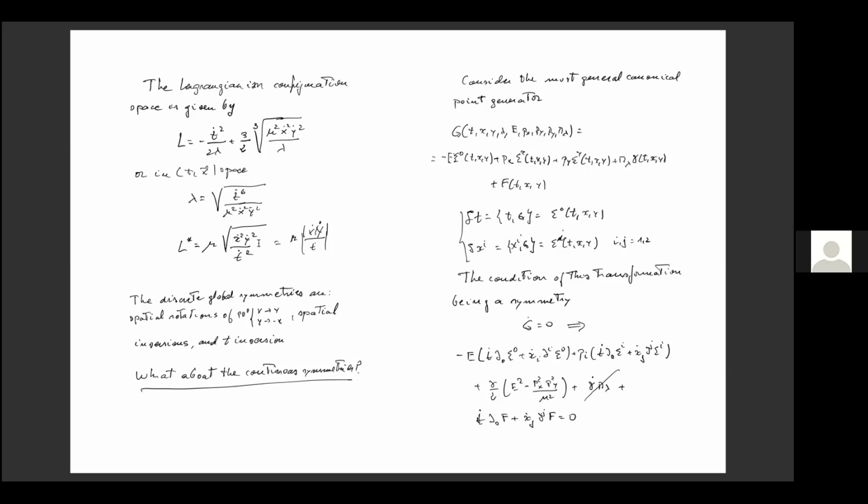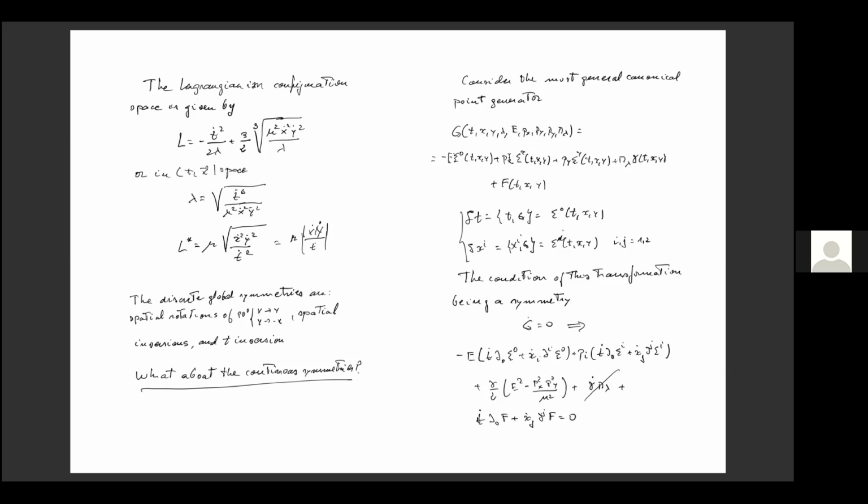And here, if we consider these absolute values, we have this alternative expression, that is the same thing. And you see immediately here that there are discrete global symmetries: a spatial rotation of 90 degrees, x going to y and y going to -x, and we have spatial inversions and t-inversion. Very good, those are discrete symmetries, but the question is, what about the continuous symmetries?